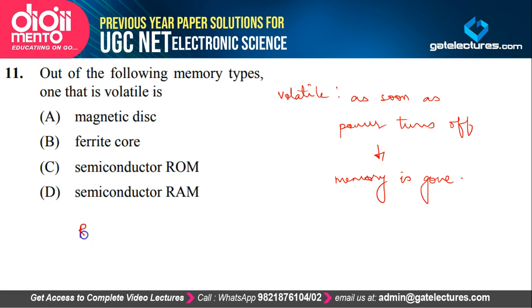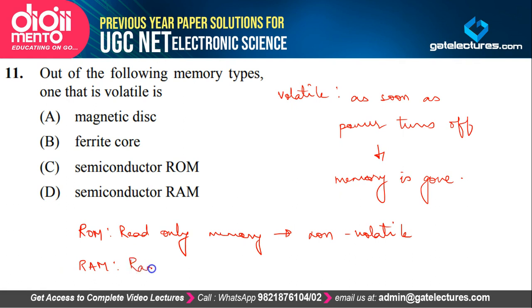So ROM, which is read-only memory, is called that because you cannot make changes to this memory. This is a non-volatile memory. Non-volatile means even if power goes off at random, this memory is going to stay. However, RAM is random access memory. In this memory, you can make changes, but if you have not saved your changes and power goes off, this memory is going to disappear. This is your volatile memory. So out of the given options, your RAM is going to be a volatile memory.